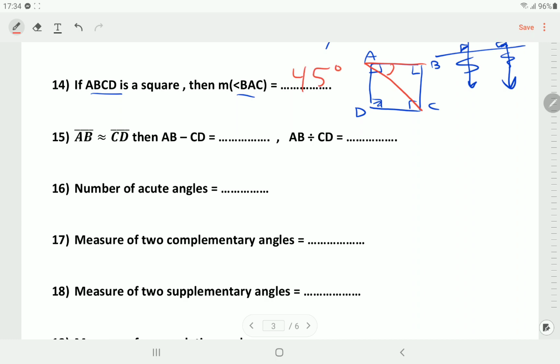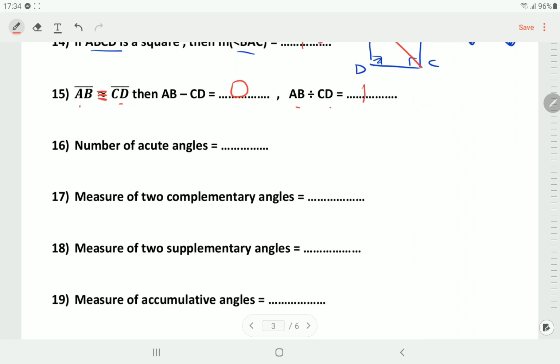If AB is congruent to line segment CD, then what about if we subtract them? It's going to be 0. Imagine it's the same length. If you have the same length like 5, then 5 minus 5 equals 0. What about division? The same number divided by the same number equals 1.